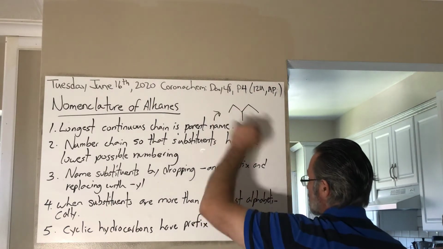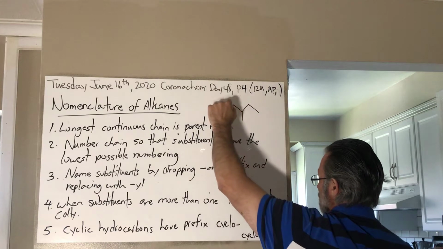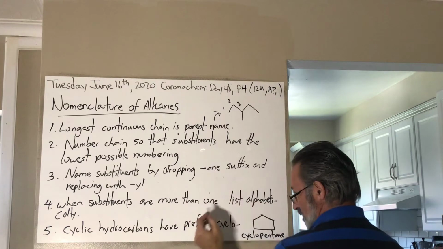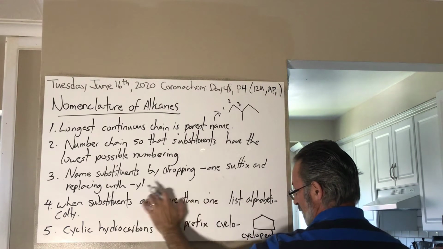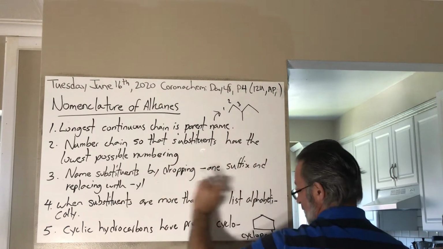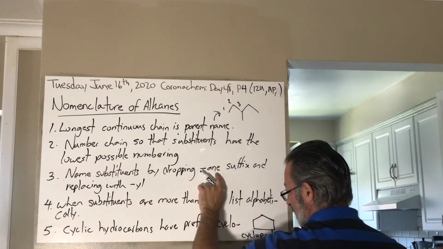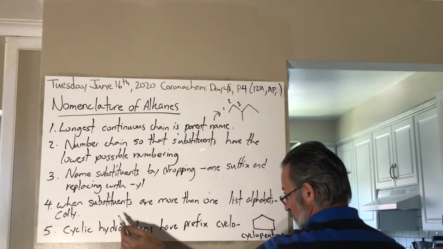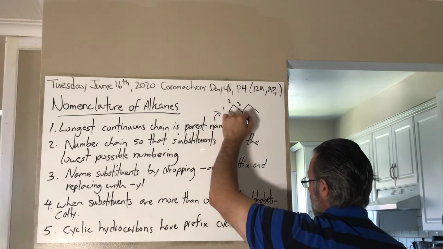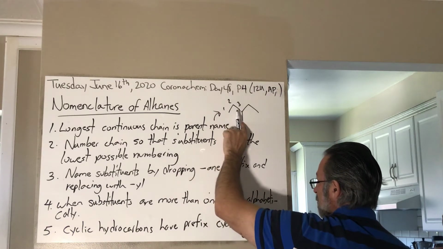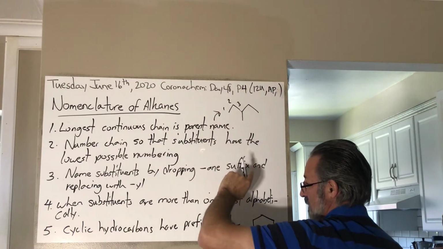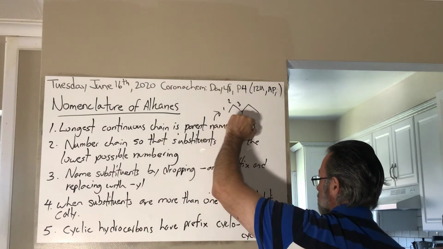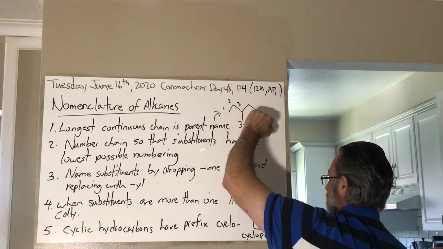So the longest chain in this case is 5, but at the third position there's a methane group. But the third rule says that when you have a substituent, which is something stuck onto something else, you drop the ane ending and you add yl. And of course you number it to say where it's located. So this would be called 3-methyl, because you drop the ane and add yl, so 3-methylpentane. That's what you would call this, 3-methylpentane.